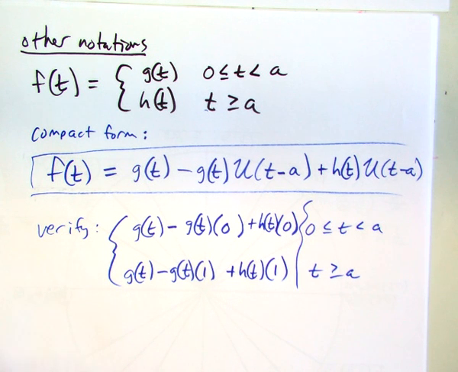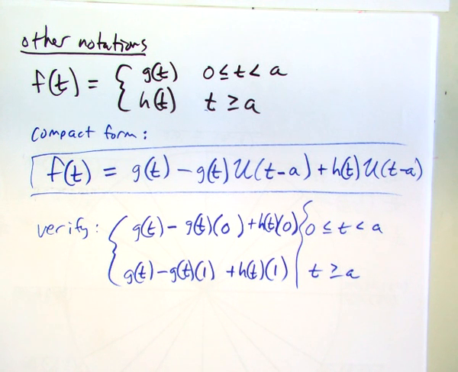Why, when I say u of t is defined in terms of a piecewise function, wouldn't we just make g of t and h of t a piecewise function and stop? What would be the advantage of doing it that way? The advantage of doing it like this is when we start working with differential equations, we want to have things in a condensed form.